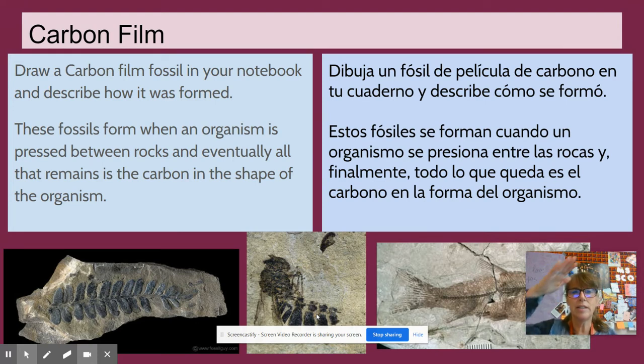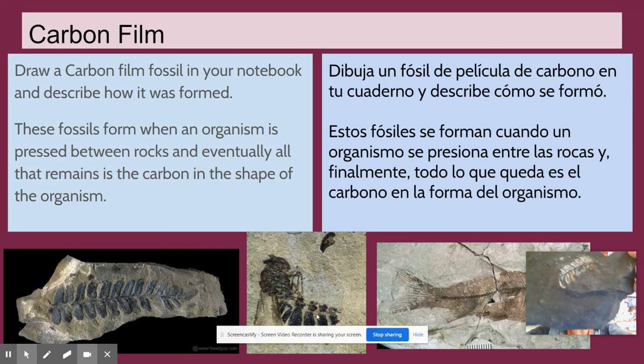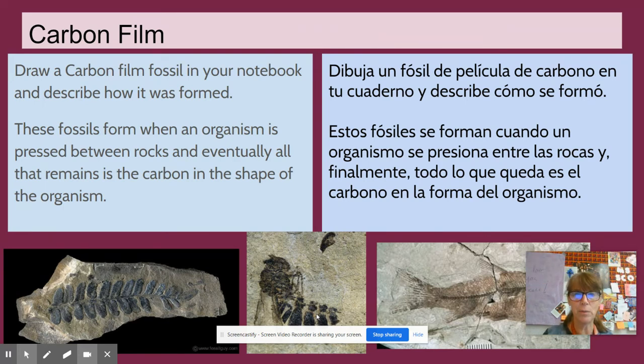Carbon film. That's when an organism's been sort of crushed between sediment, and as it turns to stone, we're made of carbon, so the carbon is the only thing left. And so you end up with a carbon film of that organism. So that's a plant, carbon film.